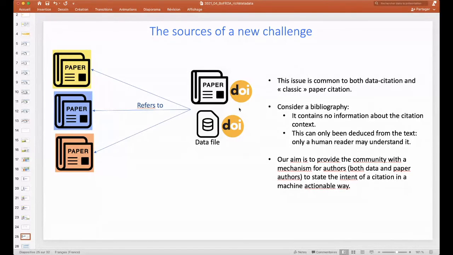This issue of defining the context of citation is common to both data citation and classic paper citation. Indeed, if we consider a bibliography, it contains no information about the citation context, and this can only be deduced from the text, which only a human reader may understand. Again, the idea is to have a mechanism to define the context in an actionable, machine-actionable way.